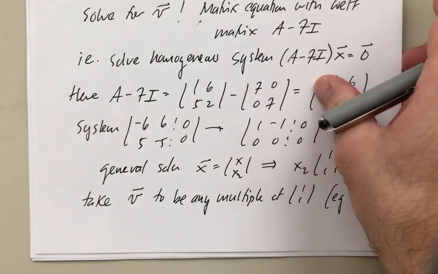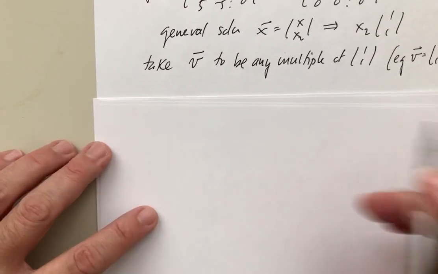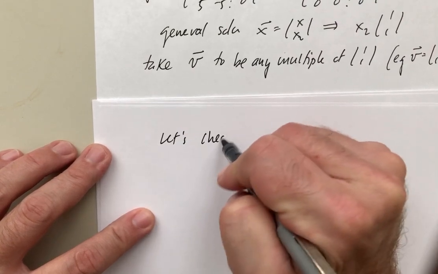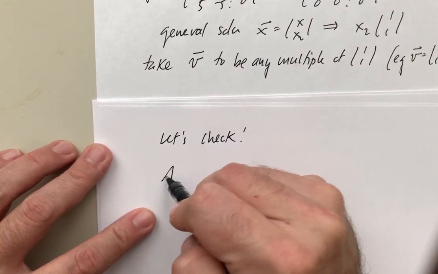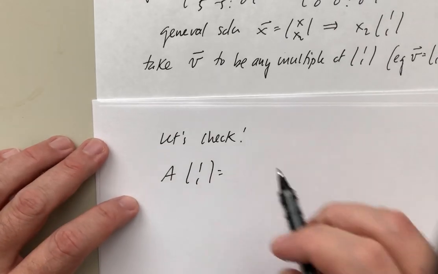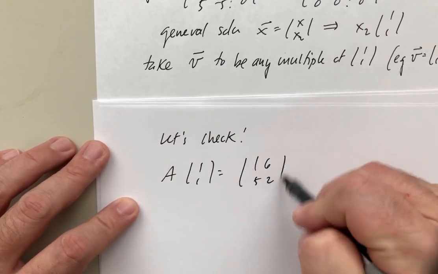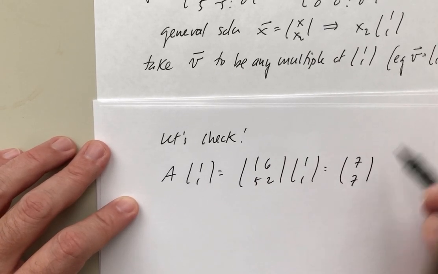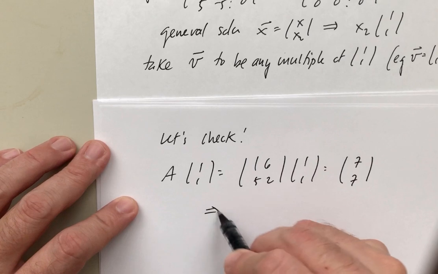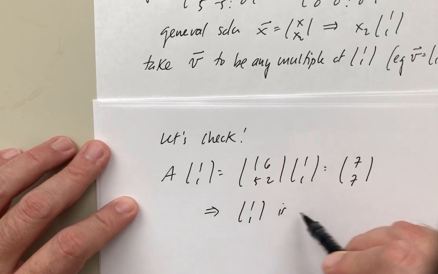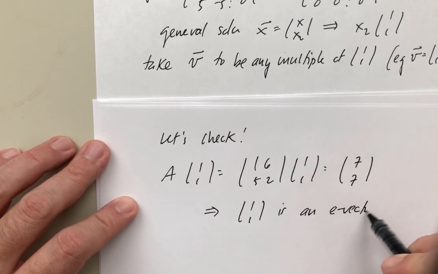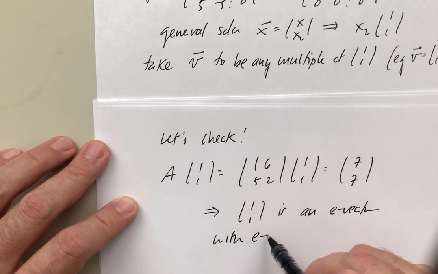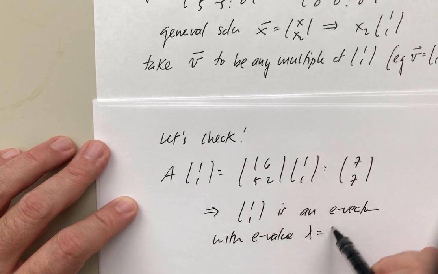Now let me actually check this, which is again something you can check. If I take A times (1, 1), where A was [1, 6; 5, 2], this is going to be 7 and then 7. And so indeed, this implies that (1, 1) is an eigenvector with eigenvalue lambda equals 7.